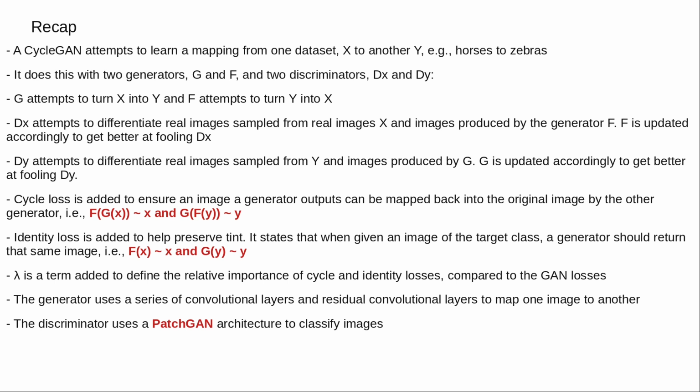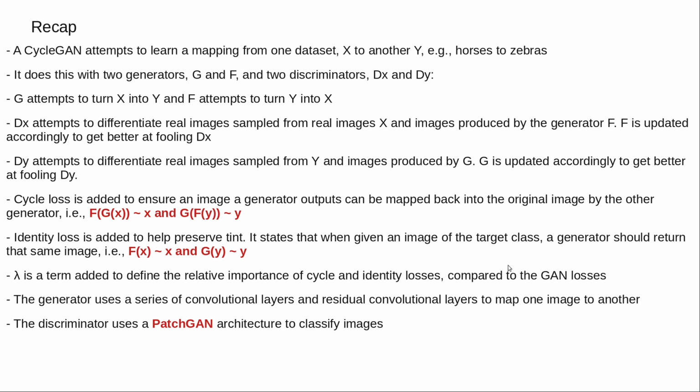Anyway, the next loss is the identity loss. This is the third loss in the CycleGAN architecture. This loss is added to help preserve the tint, contrast, or color shade of the image. Conceptually, it states that when given an image of the target class, a generator should return the same image. That is defined mathematically as the mapping function F(x), the difference of F(x) with x, and also the difference between G(y) and y.